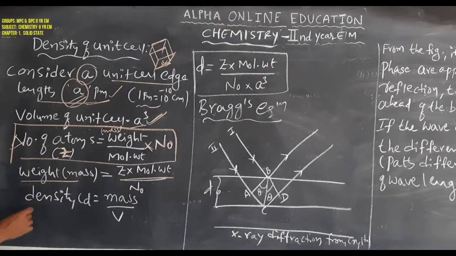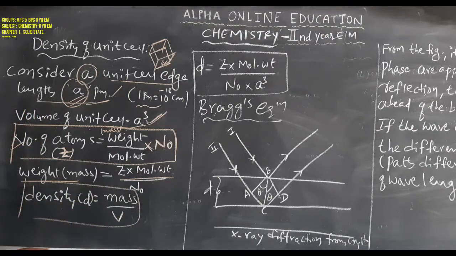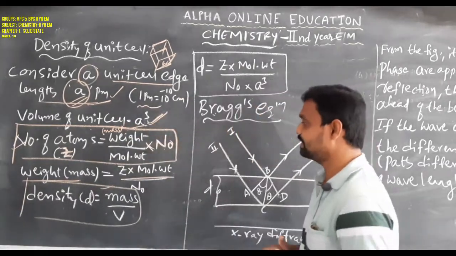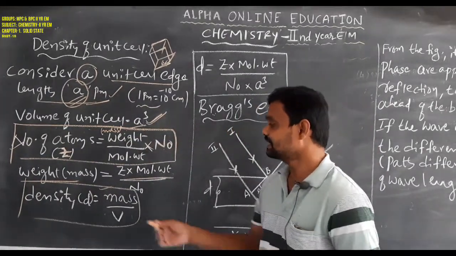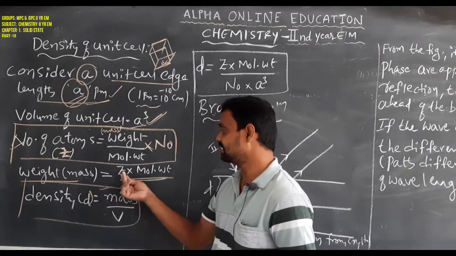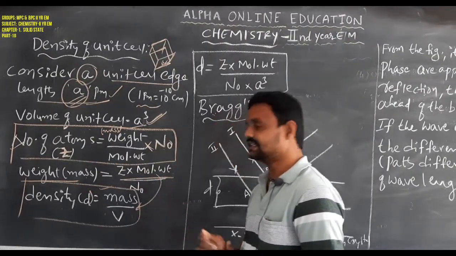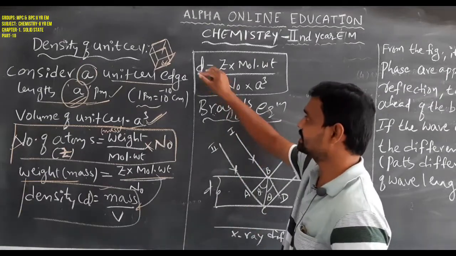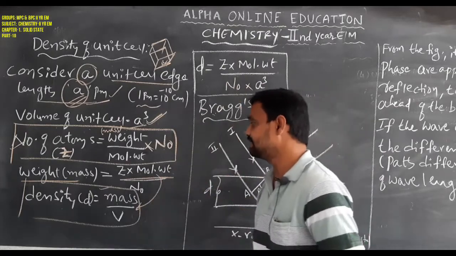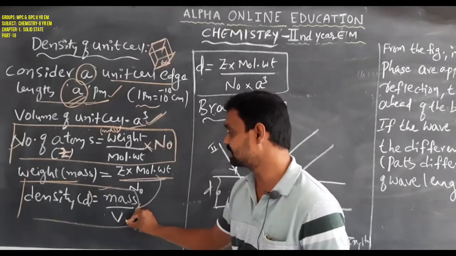We already know the formula of density: density d is equal to mass by volume. The mass here is Z into molecular weight divided by N naught, which can be substituted in this relation. Finally we get the density of the unit cell is equal to Z into molecular weight divided by N naught into the volume of the unit cell.